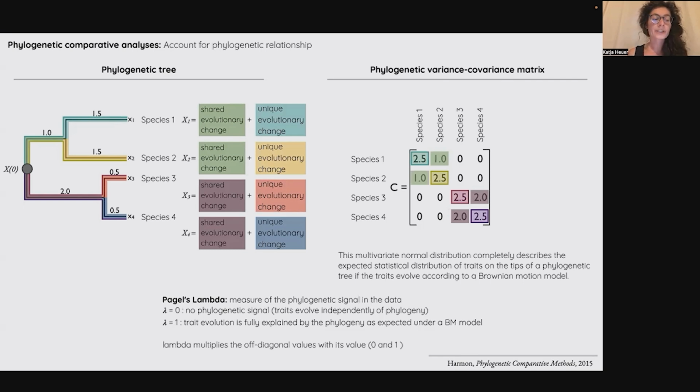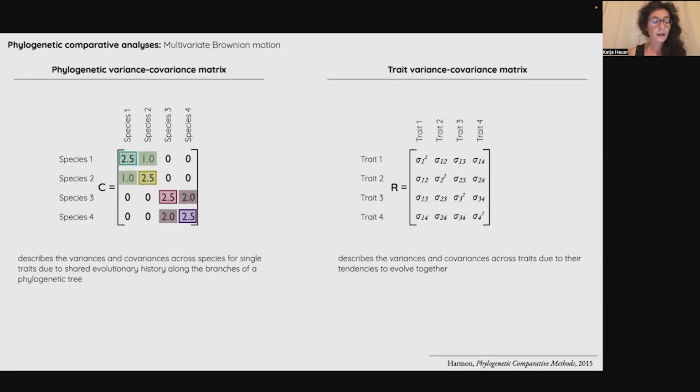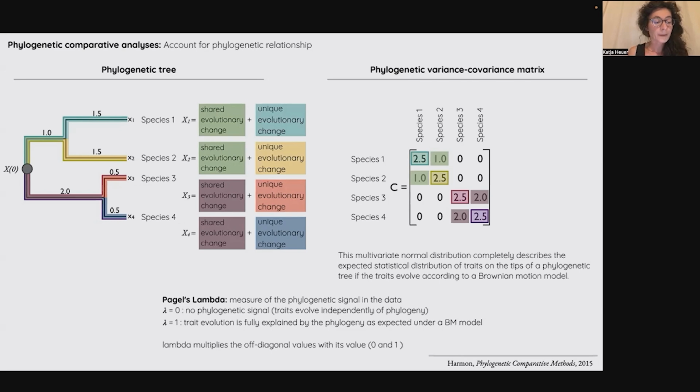It indicates how much the phylogeny predicts the covariance among the trait values. So the extent to which related species resemble each other more than they resemble species drawn at random from the tree. And a lambda value of 0 implies that there is no phylogenetic signal. Traits evolve independently, so basically a phylogenetic regression would then mimic just a normal regression.